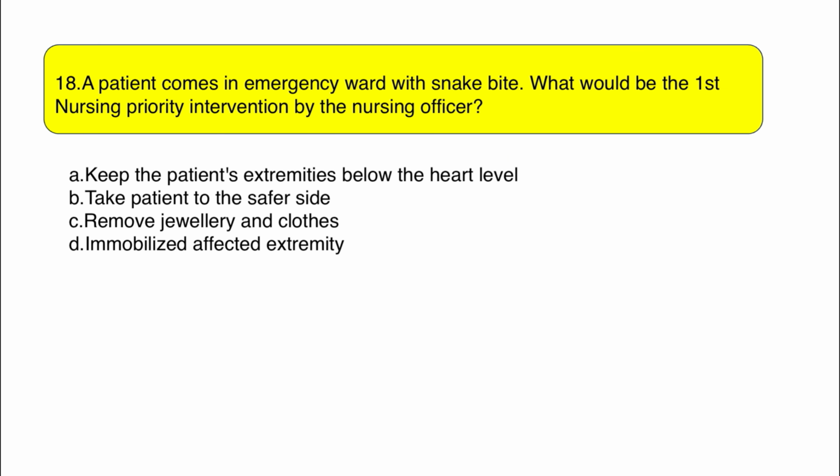A patient comes in emergency ward with snake bite. What would be the first nursing priority intervention by the nursing officer? Option A, keep the patient's extremities below the heart level. Option B, take patient to the safer side. Option C, remove jewelry and clothes. Option D, immobilize affected extremity. The right answer is option B, take patient to the safer side.